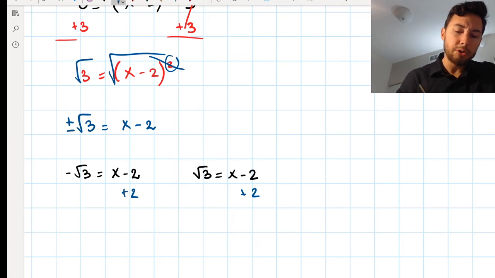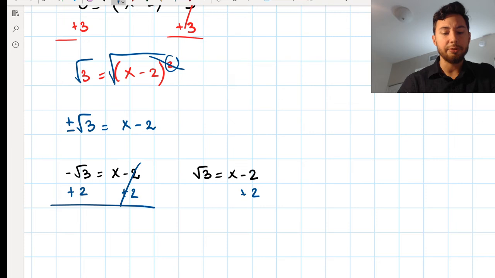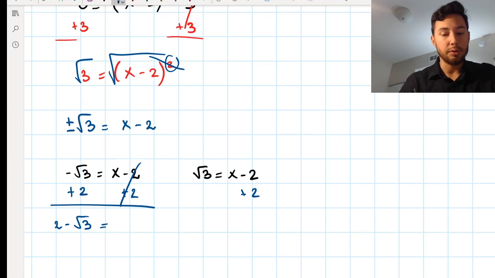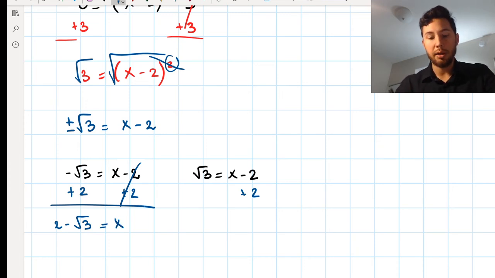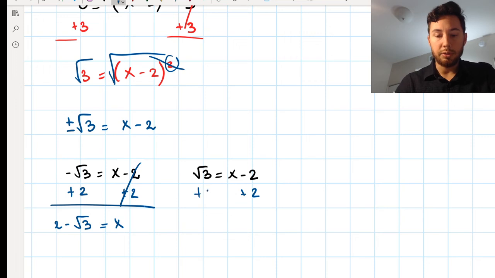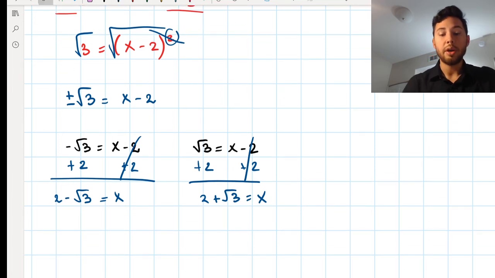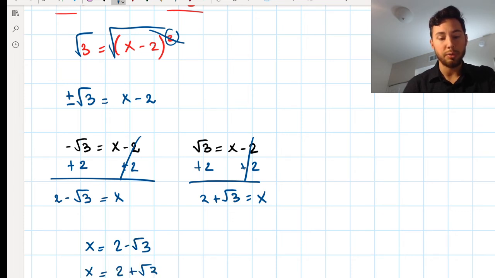Now when I add plus 2 to this side, be very careful. This 2 can't mix. So if I can't do anything, I'm just going to rewrite that as 2 minus the square root of 3 equals x. And this, on the other hand, will be plus 2. This cancels, and this will be 2 plus the square root of 3 equals x. And those will be my 2 solutions. So my 2 x-intercepts will be x is equal to 2 minus the square root of 3, and x is equal to 2 plus the square root of 3.